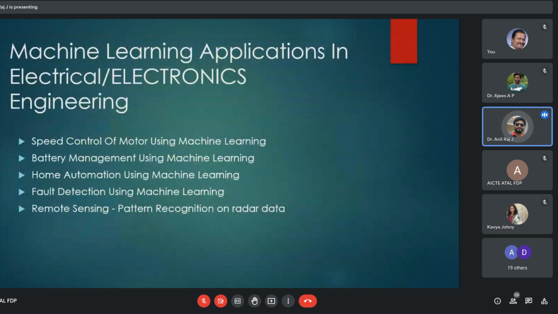So next, focusing on machine learning applications in the electrical and electronics engineering field. So let's see. First one, speed control of motor using machine learning. In this type of application, by using some data sets, we can train a model to control the speed of the motor in both forward and reverse rotation with regenerative braking.